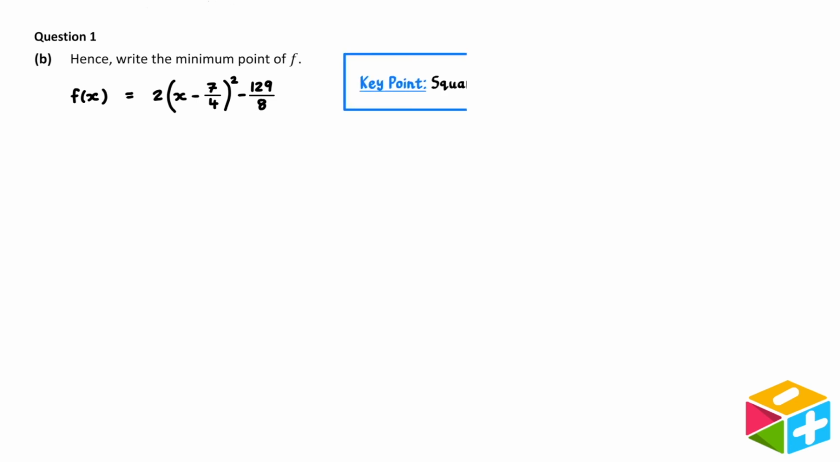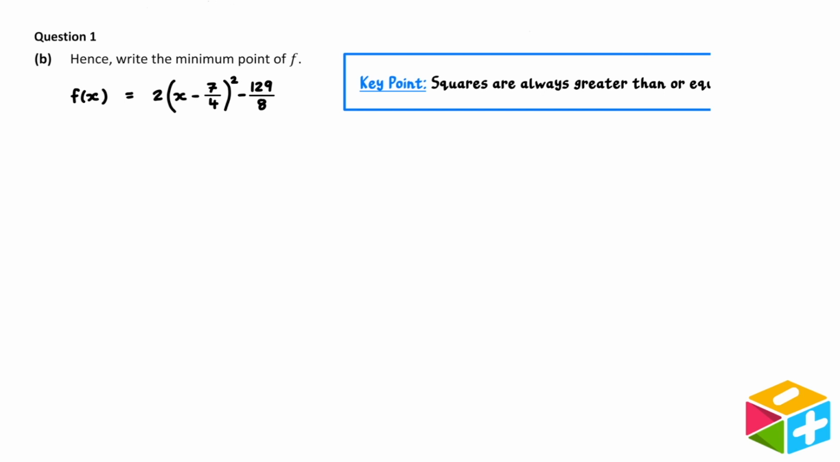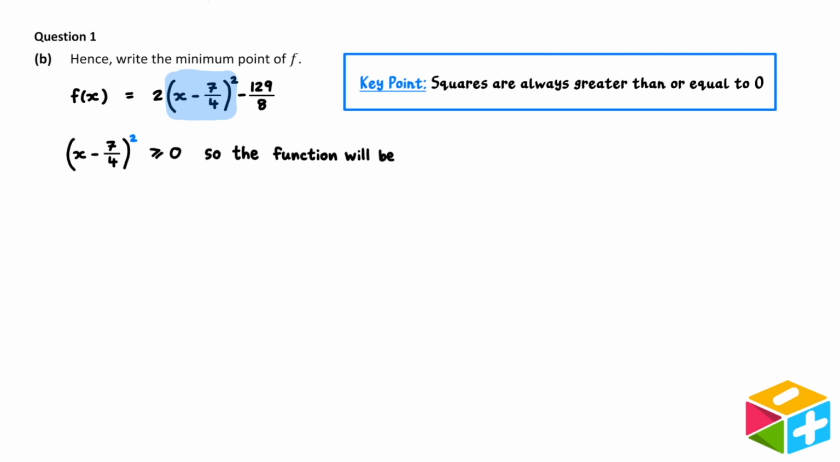The key to solving this question is the following insight. Squares are always greater than or equal to 0. This means that regardless of the value of x, x minus 7 over 4 all squared must be greater than or equal to 0. If we want to minimize our function, we'll want to make this as small as possible. In other words, we'll want to have it equal to 0.